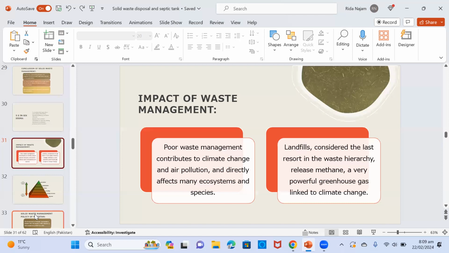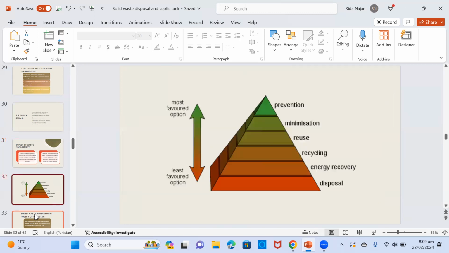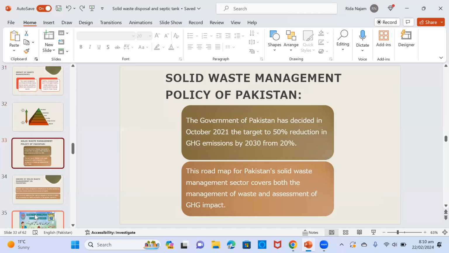The impact of waste management. Poor waste management contributes to climate change and air pollution and directly affects many ecosystems and species. Landfills, considered the last resort in the waste hierarchy, release methane, a very powerful greenhouse gas which is linked to climate change. This is basically a pyramid which shows the most favored options in green and the least favored in red. So from least to most favored, they follow as disposal, energy recovery, recycling, reuse, minimization, as well as prevention.